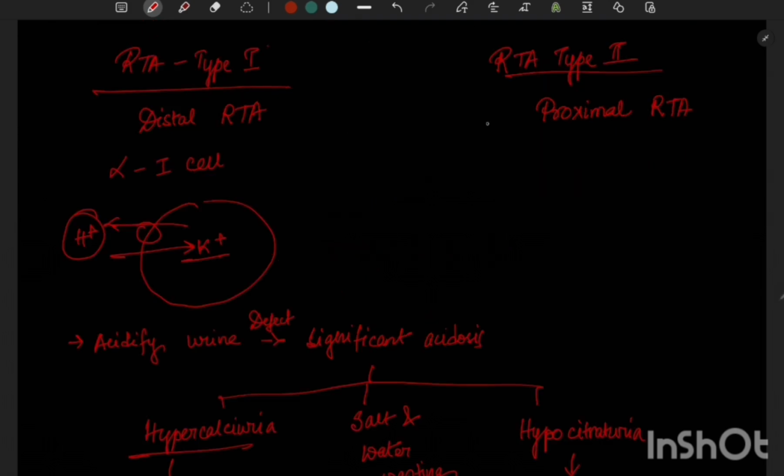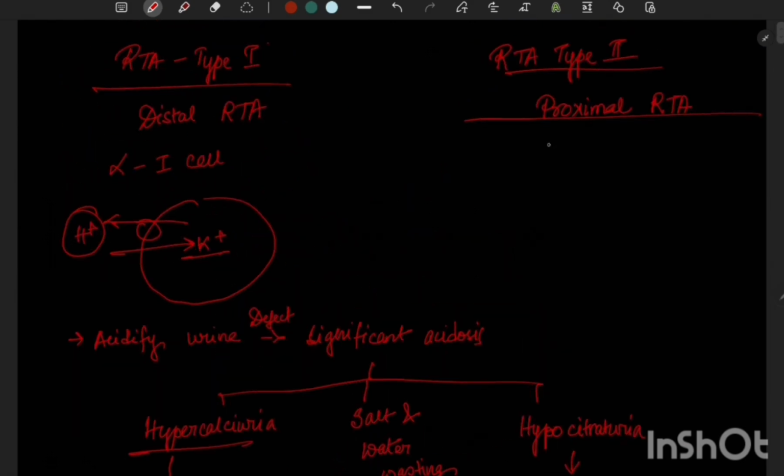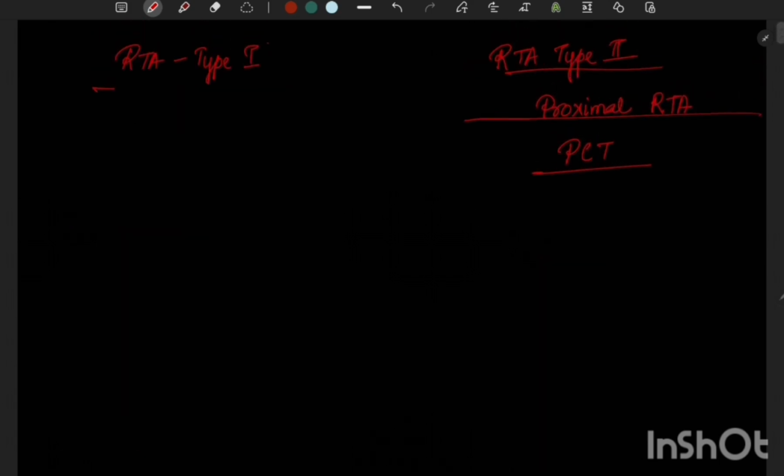Now we come to RTA type 2, that is proximal RTA. Proximal RTA is a defect in the proximal convoluted tubule. What is the function? We all know that it is involved in sodium dependent amino acid, sodium dependent glucose, sodium dependent phosphorus transport inside. Now, proximal RTA is also known as Fanconi syndrome. That is RTA type 2.